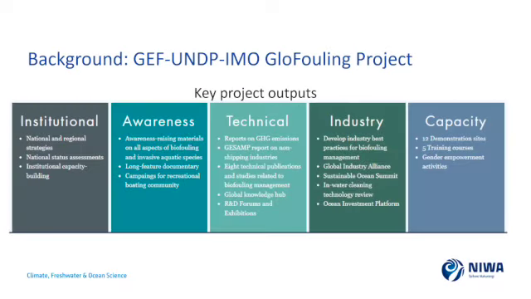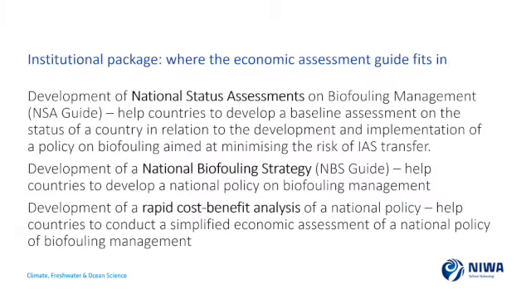So the project has 5 themes of outputs, and economic analysis of biofouling strategies or policies fits within this institutional package. And I just want to look at that in a little bit of detail here. So as John indicated, the first step in this institutional package is about national status assessments. So this is really the reports which say what are the kind of threats from biofouling and invasive species to our countries and the kind of impacts that we're concerned about. And those hopefully are underway, if not already close to completion. And then based on that, the development of national biofouling strategies or policies.